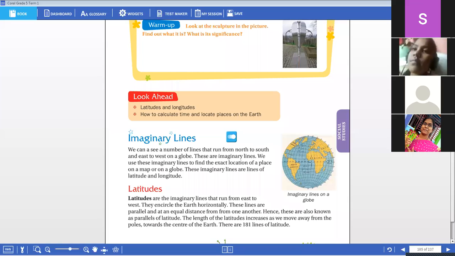Further, they are subdivided into two categories. One is drawn from north to south, and one is from east to west. These two are specifically named as latitude and longitude. Hope you didn't have any doubts till now.